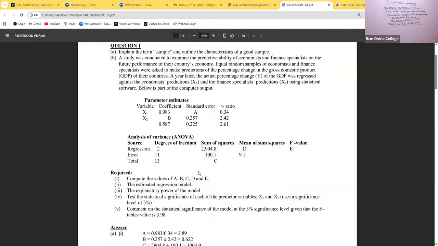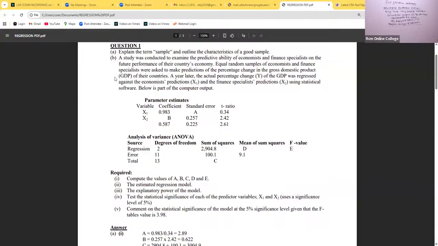We are told here, a study was conducted to examine the predictive ability of economists and finance specialists on the future performance of their country's economy. Equal random samples of economists and finance specialists were asked to make predictions of the percentage change in GDP of their countries. A year later, the actual change in GDP was regressed against the economists' predictions and the financial specialists' predictions using statistical software. They'll give you a computer output. Below is part of the computer output.